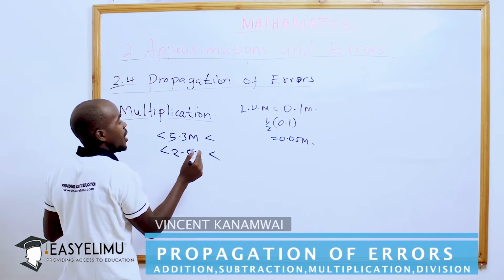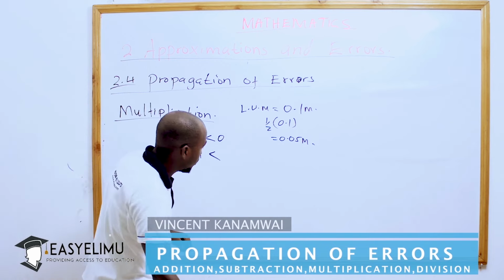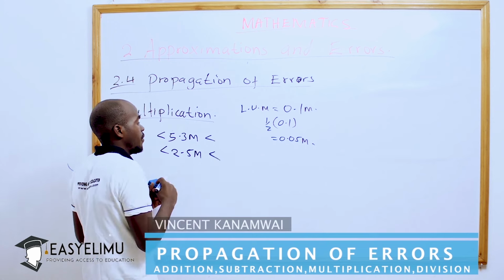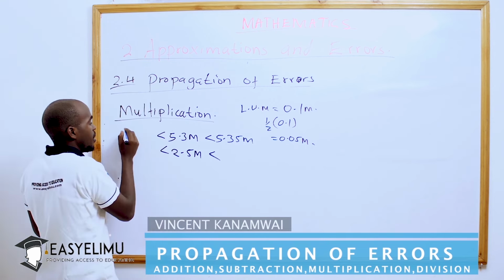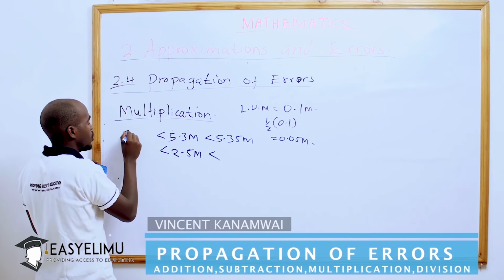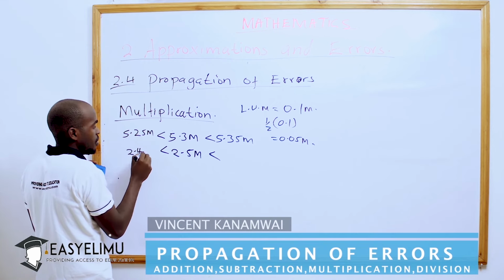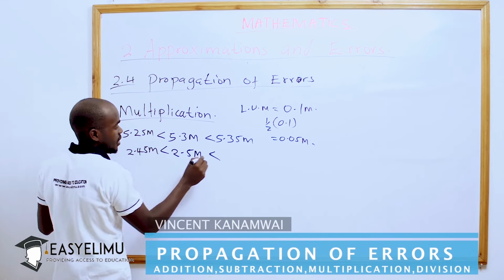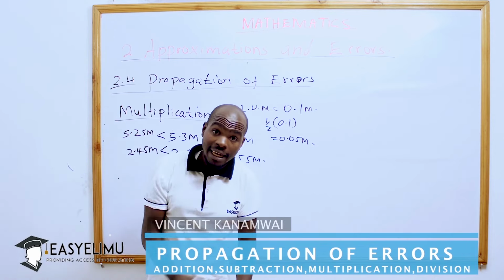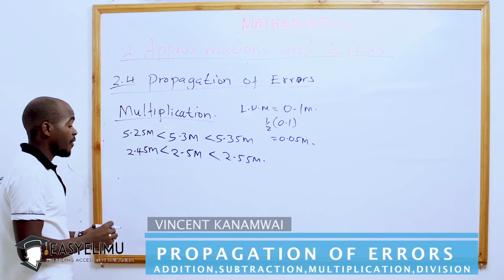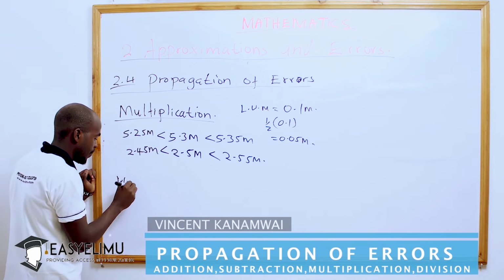So meaning this one will lie within the, actually it's 5.35 meters, and here it will be 5.25 meters, and here it is 2.45 meters, here is 2.55 meters. So to find the greatest area, we need to check first. Let's first work out the working area.